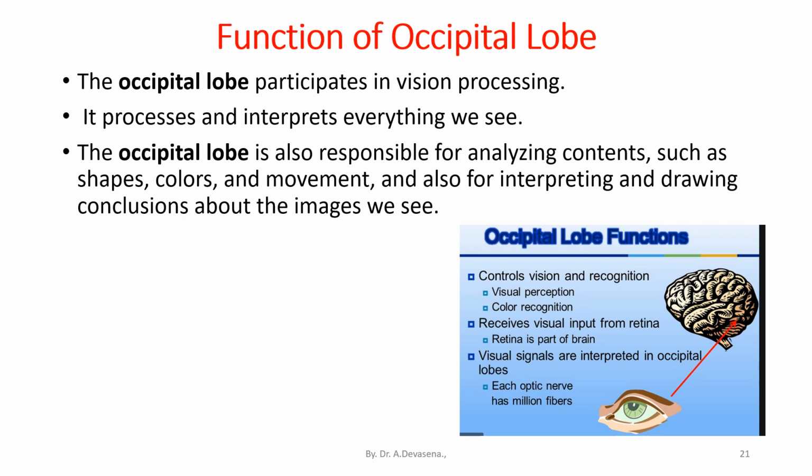The information from the eyes is passed to the occipital lobe through the optic nerve. It controls vision and recognition, that is visual perception, color recognition, and receives visual input from the retina. Retina is part of brain. Visual signals are interpreted in occipital lobes through the optic nerves. Each optic nerve has a million fibers.